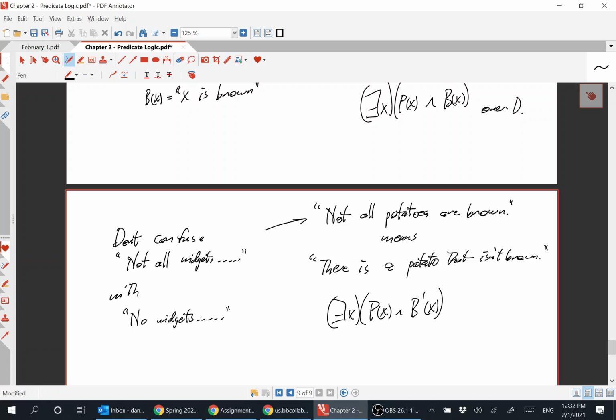Okay? Subtle difference. But in a logical sense, it's a big one. Subtle linguistic difference, but in terms of logic it is different. So this is existential. This one is universal. All right, let's take some more examples.